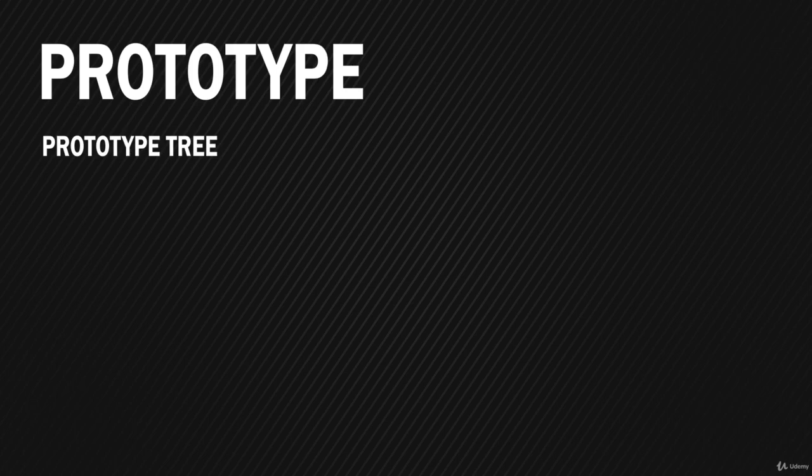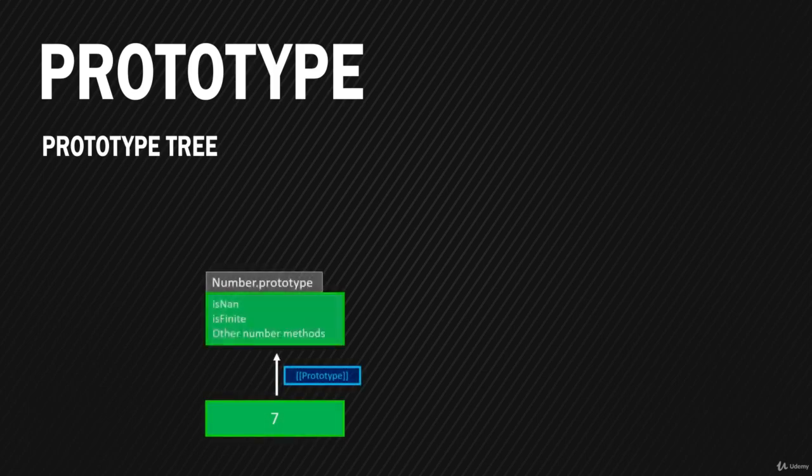Let's start off with the number 7. What's its prototype going to be? Well, its __proto__ property is going to be the Number prototype. And that's why we can access methods like isNaN, isFinite, and a whole plethora of other methods. It's because when we declare that variable, it's inheriting a whole lot of properties and methods from the Number prototype.